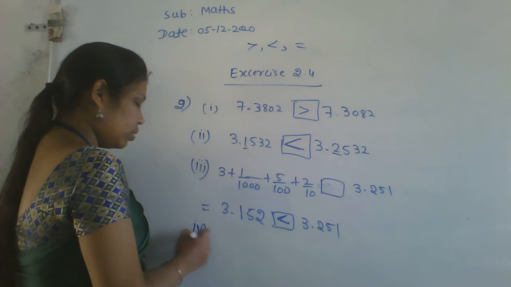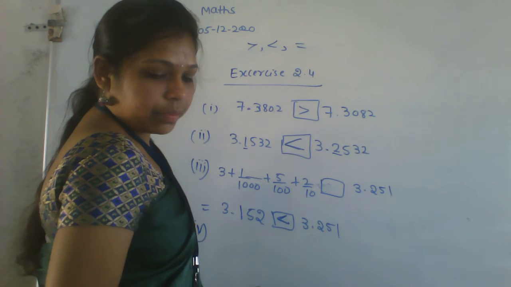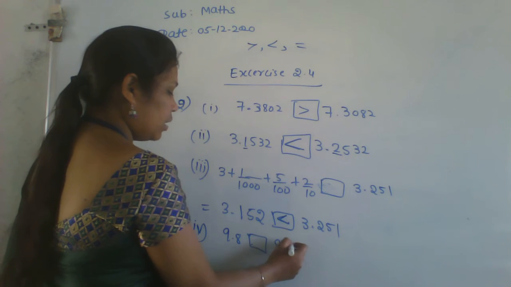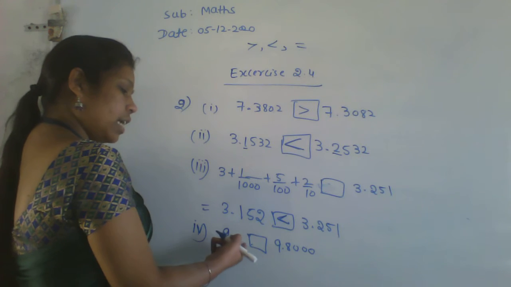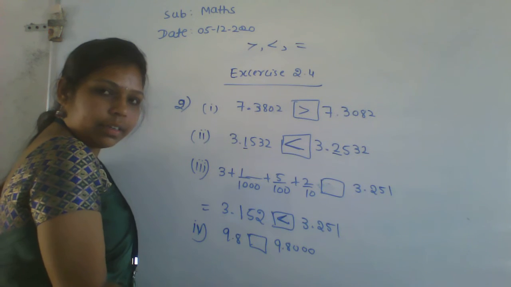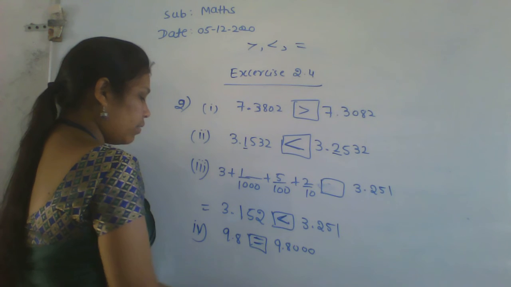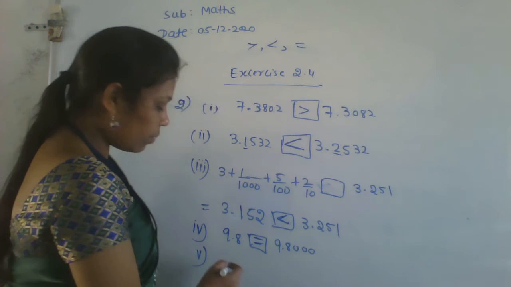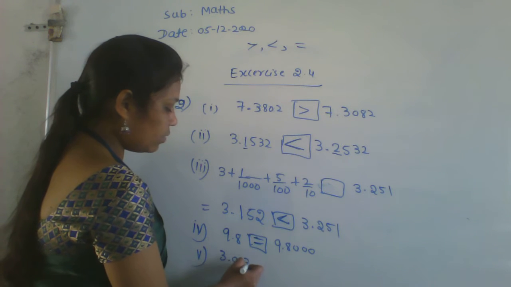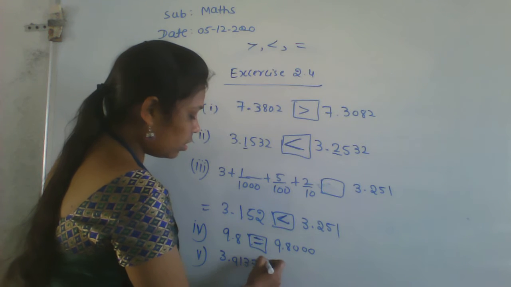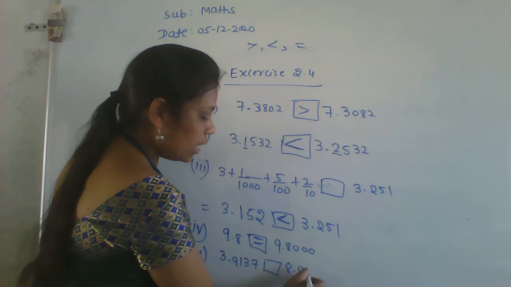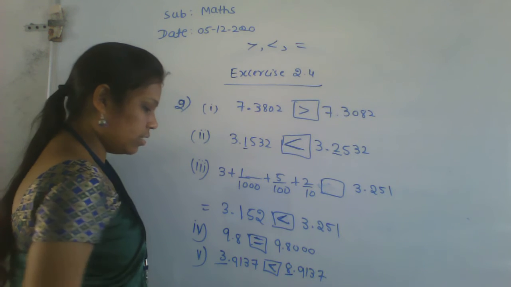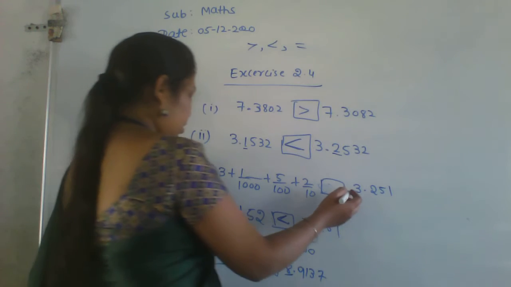Next, fourth one, 9.8 and 9.8000. Both are same. Here also you can write 0 0. It doesn't matter. So these are equal numbers. Next, go for the fifth one. 3.9137, 8.9137. Of course, this number is greater because here 8 is there, here 3 is there. 8 is a greater value, right?